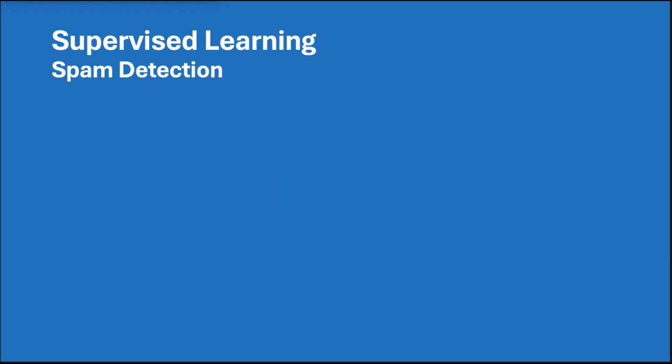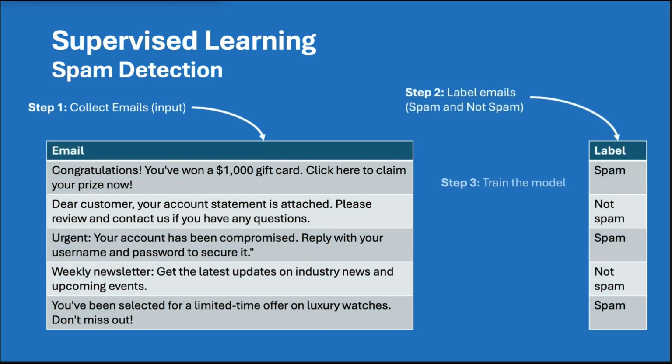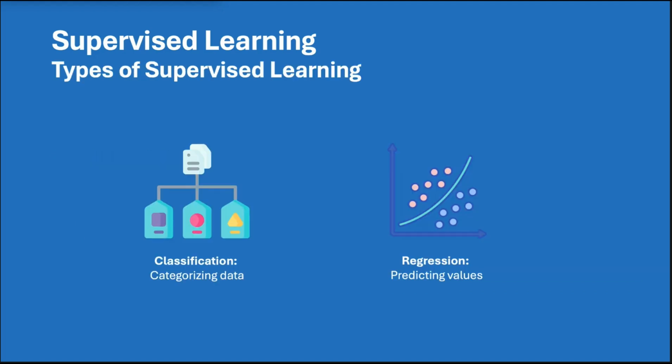Let's look at an example: email spam detection. We collect a bunch of emails and label each as either spam or not spam. Then, we use these emails to train the model, and then it can predict whether new emails are spam or not. There are two main types of supervised learning: classification, where we categorize data into classes, and regression, where we can predict continuous values, like for example, predicting house prices.